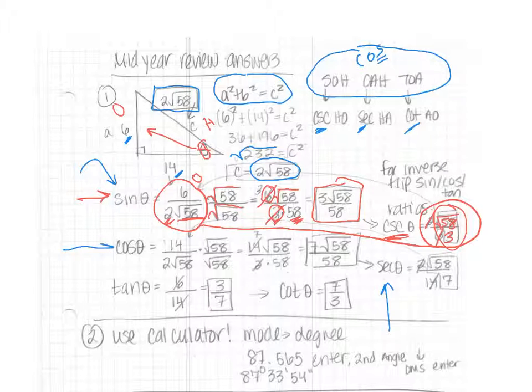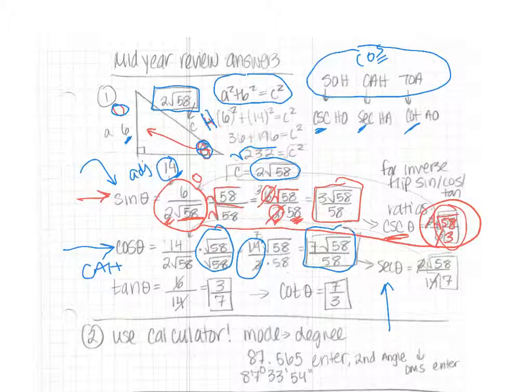So cos, adjacent over hypotenuse, so the adjacent is 14. I always like to label too. So in terms of theta, the opposite is across, the hypotenuse is across from the right angle, and adjacent is the last one left, because sometimes we mess up opposite and adjacent. So adjacent is 14 over hypotenuse, 2 root 58. Again, you multiply by root 58 over root 58. You then can simplify 14 over 2. So we get 7 root 58 over 58.